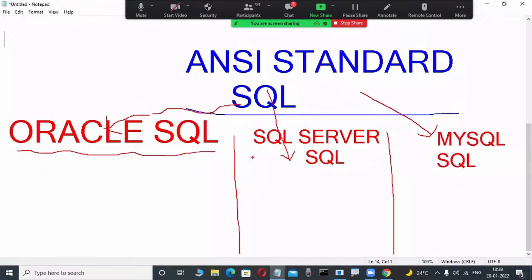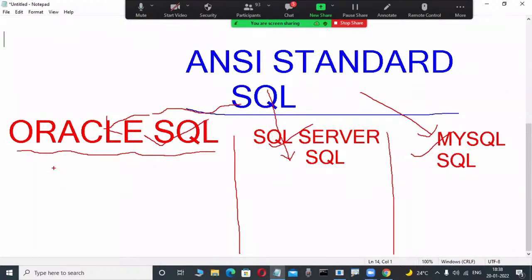How do you differentiate all these SQL languages? Conceptually they are the same. Conceptually means table, view, procedure, function, trigger and package are there in Oracle SQL. In SQL Server also there is table, view, synonym, index, procedure, function, trigger, the same. In MySQL also table, procedure, function, trigger, package are the same conceptually, but syntactically totally different.